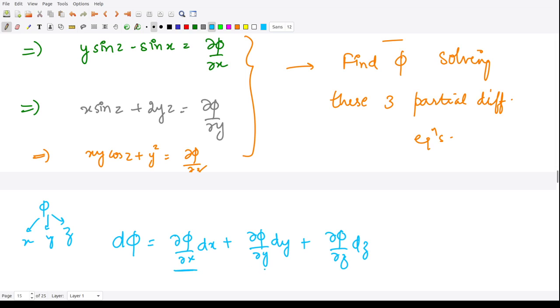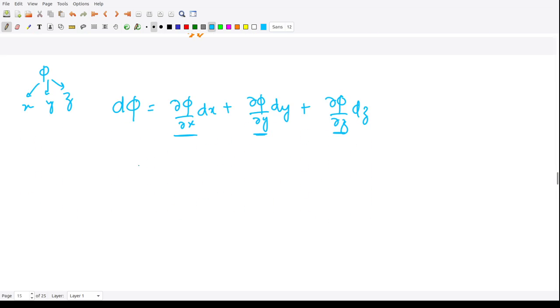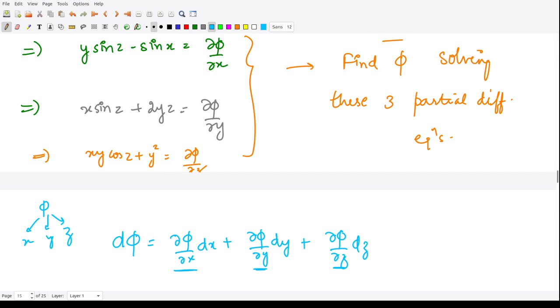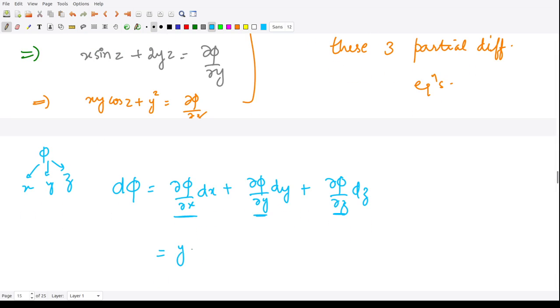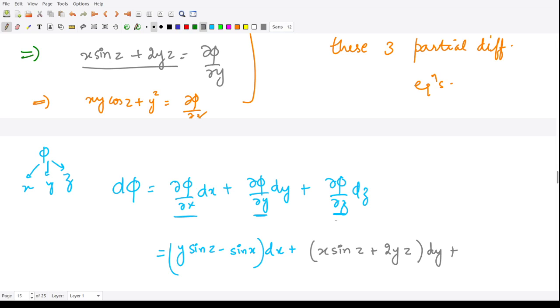Now you have the values of these quantities from these equations, so you can write them over here and try to make this a complete integral. So let me write down this value first. It would be equal to (y sin z minus sin x) into dx, plus the value of this quantity, so it would be (x sin z plus 2yz) into dy, plus this quantity, so you have (xy cos z plus y square) into dz.